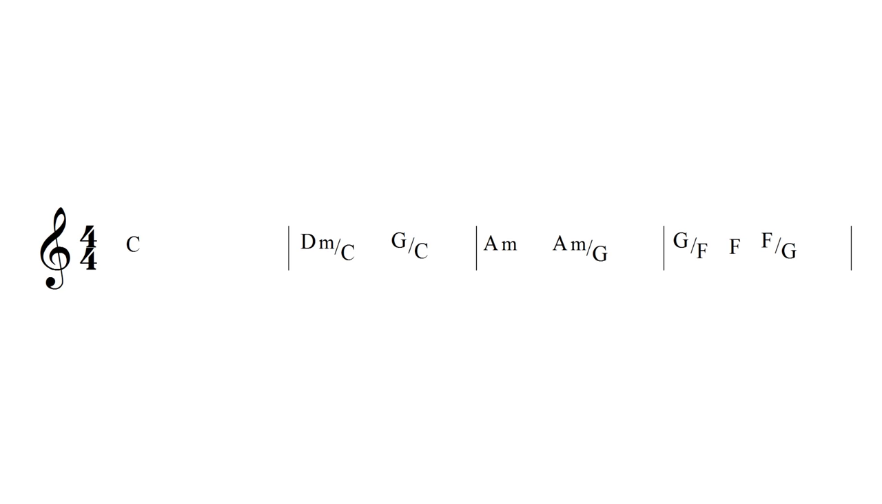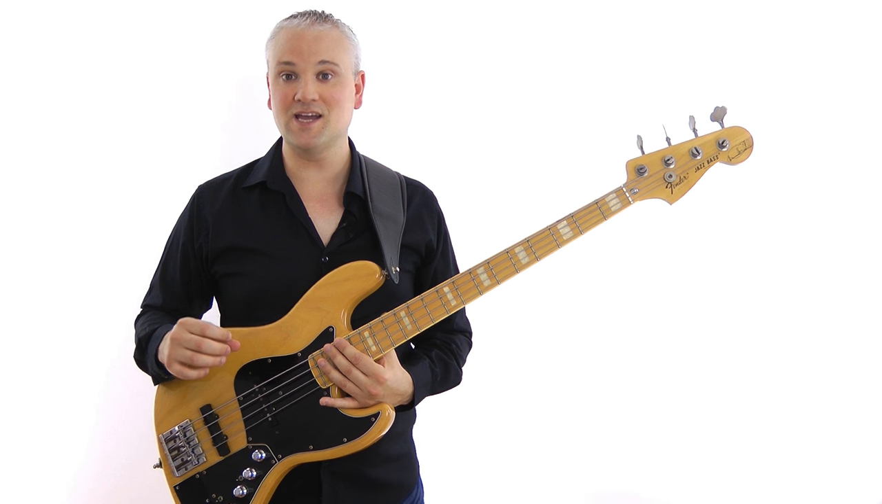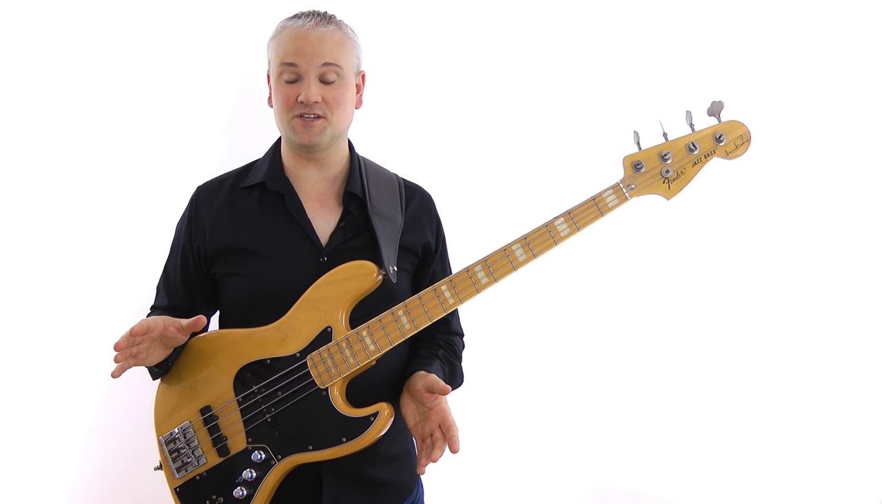So here we have a sequence of chords moving from C, then to D minor over C, and then G over C. So the C stays in the bass there as the chords change above. Then we have A minor, then A minor over G. So the chord stays the same, but the bass line moves. Then we get down to G over F, then F, then F over G, okay? So there's a lot of slash chords in here.